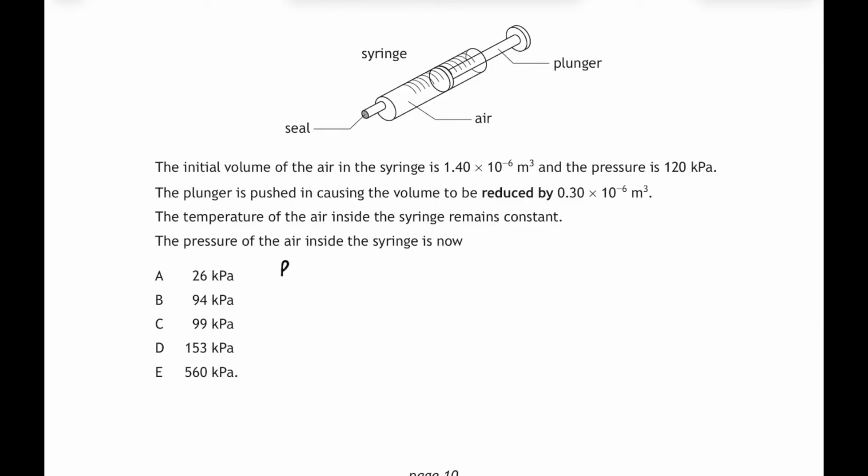So first things first, make a little list of everything you know from the question. So the first pressure is 120 kilopascals. That's when the volume is 1.4 times 10 to the minus 6 cubic meters. The second pressure is what we're looking for when the volume has been reduced by 0.3. So it will go from 1.4 down to 1.1 times 10 to the minus 6 cubic meters.